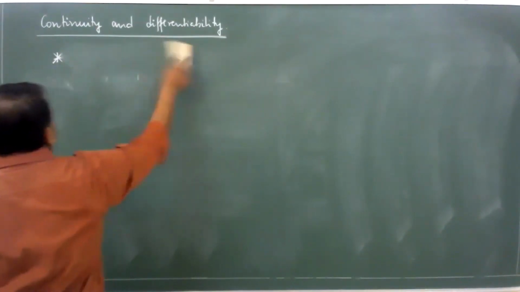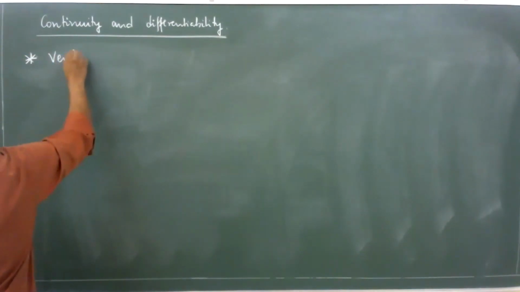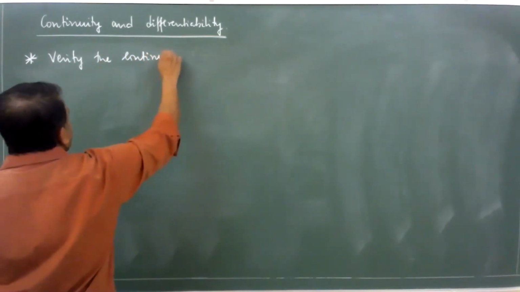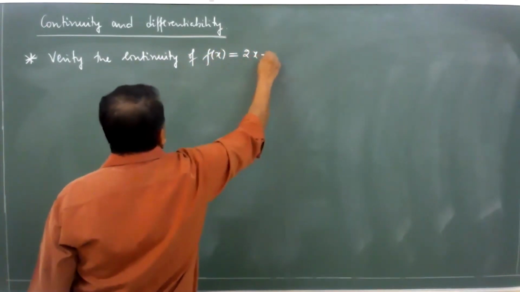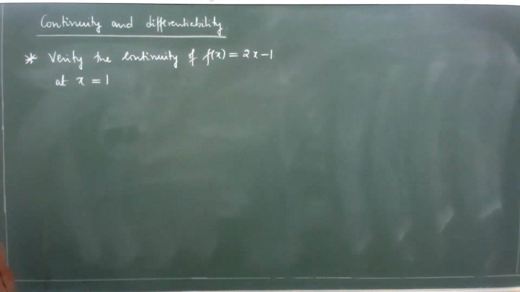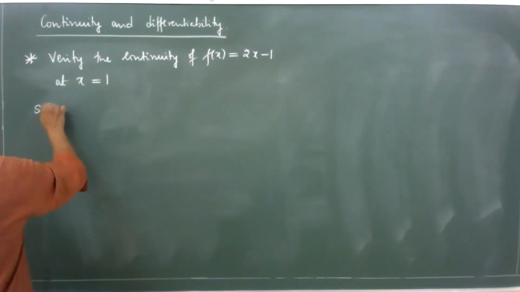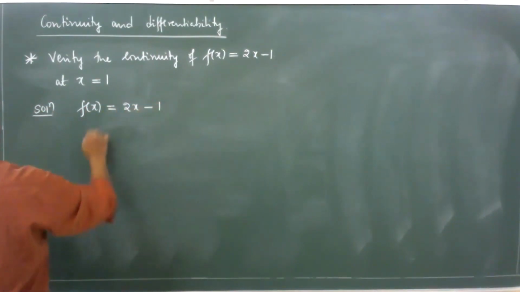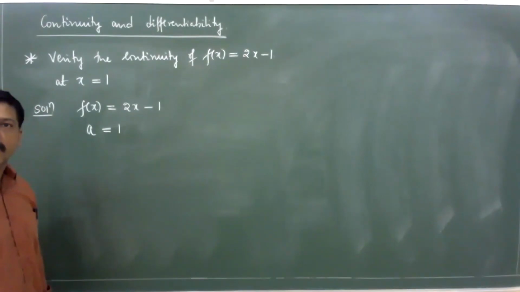I will state this as a problem so that you can write it down. Verify the continuity of f of x, which is equal to 2x minus 1 at x is equal to 1. This will be a typical problem on continuity of a function. Solution. Given function is 2x minus 1. Let us take the reference point as a. What is the reference point? 1. A is equal to 1.